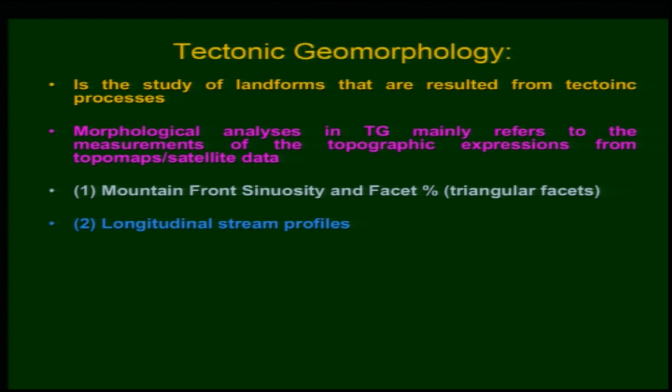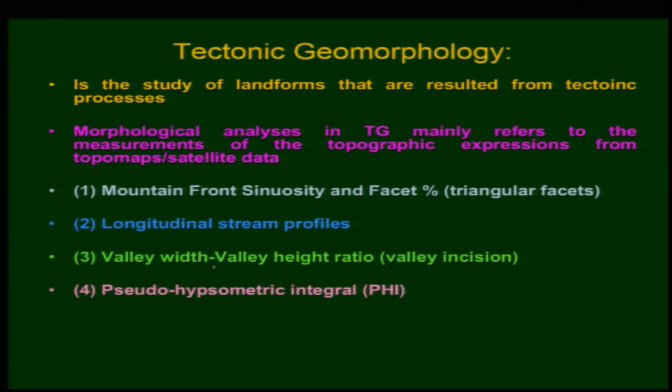Then we also look at the longitudinal profiles of the different streams, which helps us see if there is any warping or subsidence in the area, as it will be reflected in the stream profile. Then we also take into consideration the valley width to valley height ratio, where we mostly look at the valley incision and the shape of the valleys, the amount of tectonic activity in a particular region. And the pseudo hypsometric integral, which is again related to the stream profiles and the amount of incision in the area.